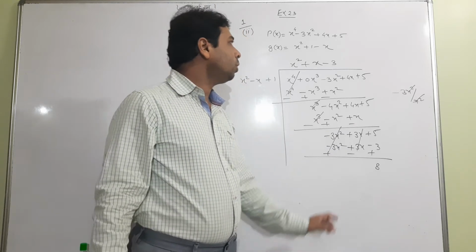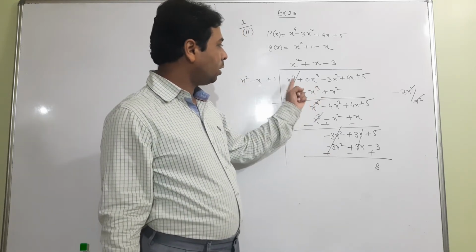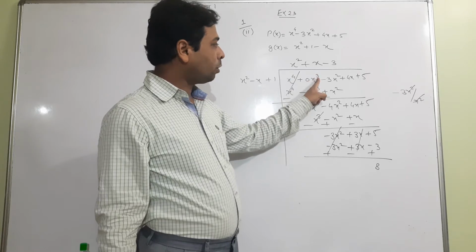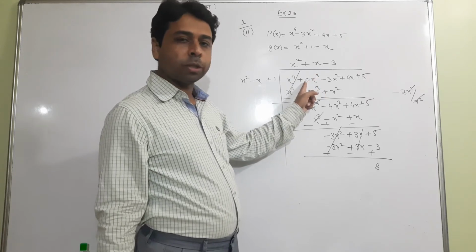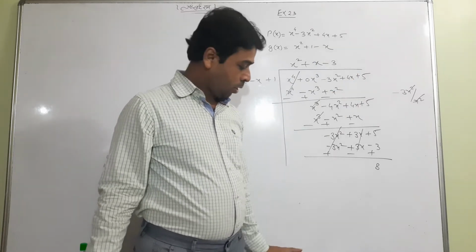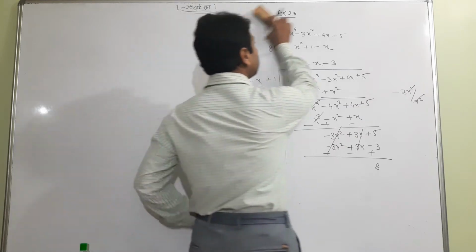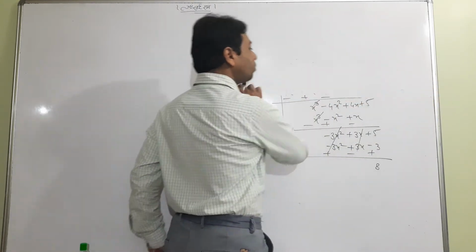So this was the question. Only one good thing you have learned here: x⁴, x³ was not here, so we have written it with the coefficient 0, and the rest of the terms are similar. Okay students, I'm rubbing it, and now I'll move on to the next question.